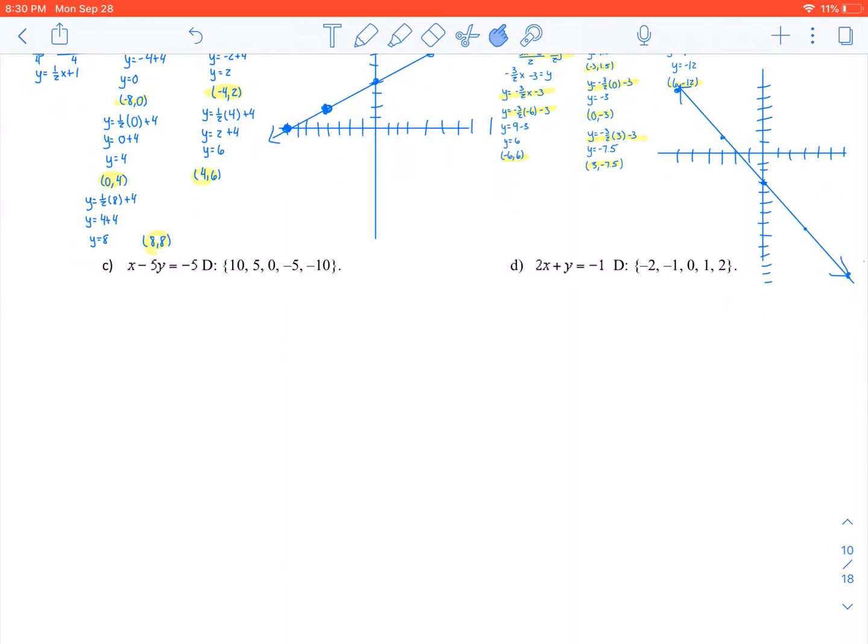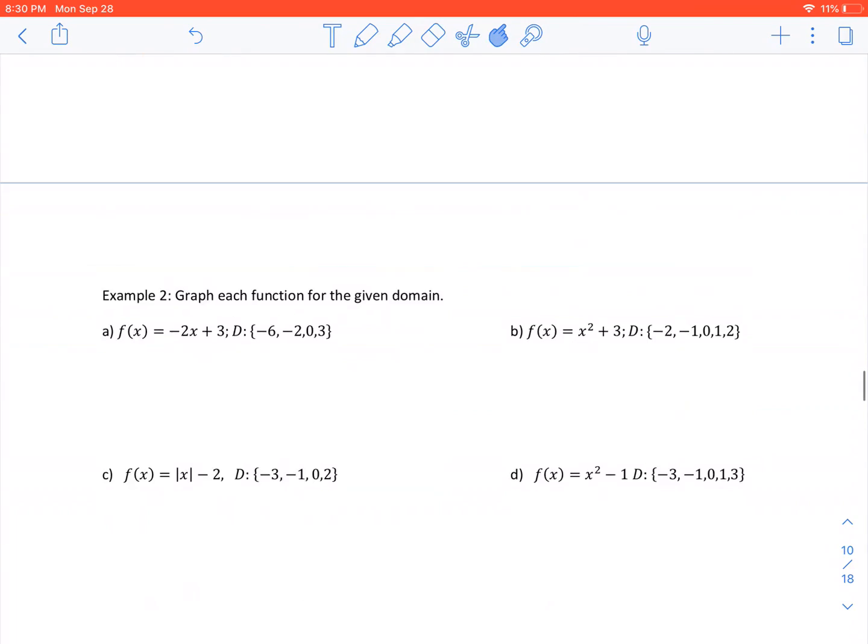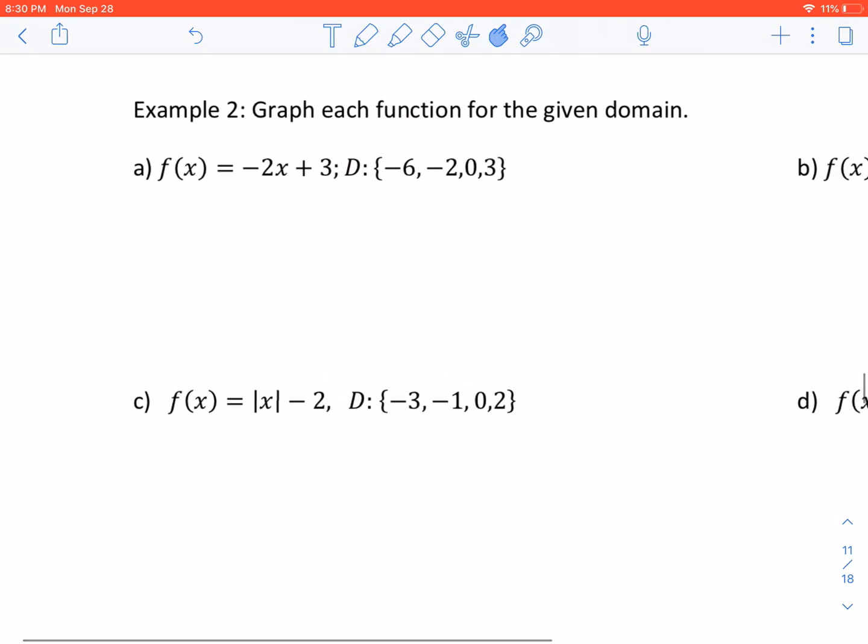All right. So that's the same type of thing in C and D. If we were in class, I would have you try those examples on your own. Luckily with these, they get a little simpler because we don't need to solve for y because the function's already solved for. Remember, f of x is really just y.